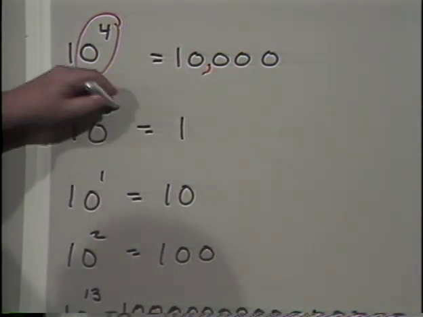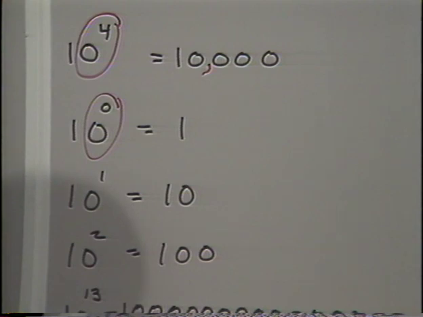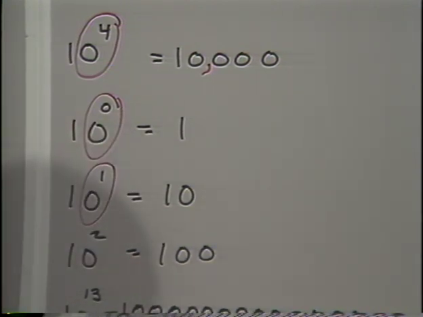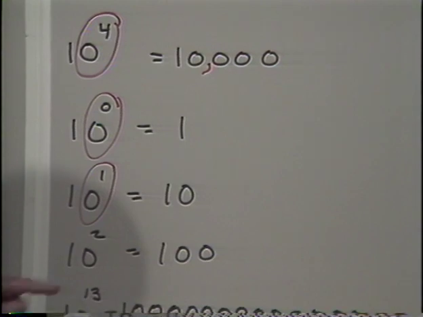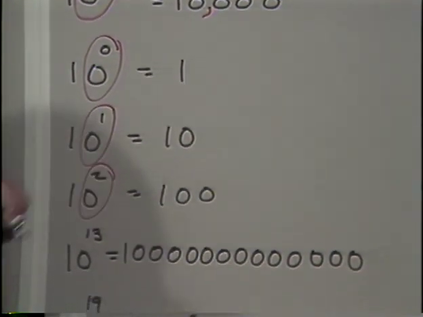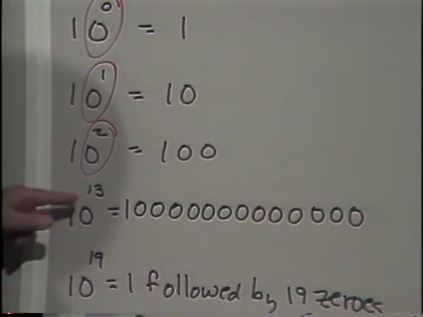What would this number be? It's a 1 followed by no zeros. That's 1. What would this number be? It's a 1 followed by 1 zero. That's 10. What's this number? It's read 10 to the second power. It's a 1 followed by 2 zeros. That's 100.